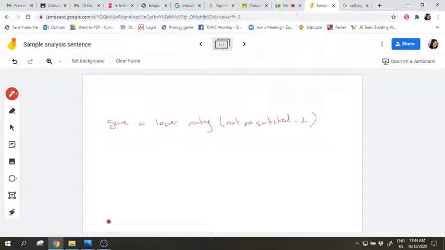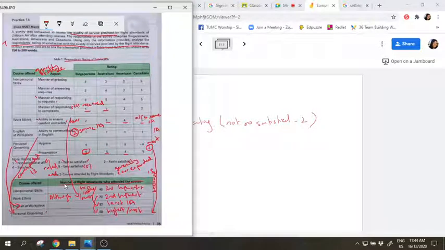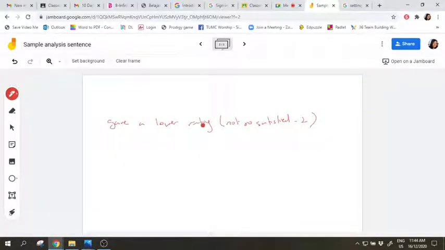If you look at the question, it puts three dash here, but this one is different. This one is two dash. This is just showing you the description. But for this one, you can do it like this. Or if you put here "gave not so satisfied ratings", then you put 2 here, instead of saying "gave a lower rating". But you want to show "lower" here so that you get the mark. So you can do it like this.